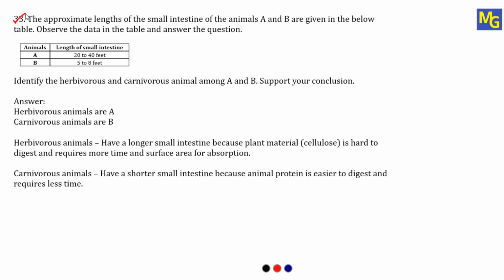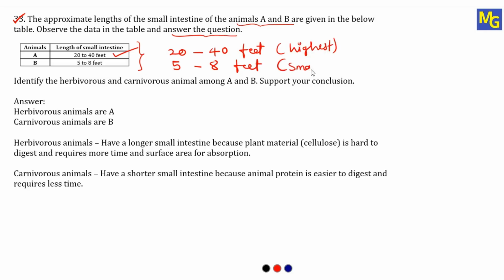Question number 33: the approximate lengths of the small intestine of animal A and B are given in the table below. Observe the data in the table and answer the question. In the first column there is animal A and animal B. In the second column we have the length of the small intestine. In animal A, it is 20 to 40 feet. In animal B, it is 5 to 8 feet. So this is the highest length and this is the smallest length. Now, identify herbivorous and carnivorous animal among A and B.